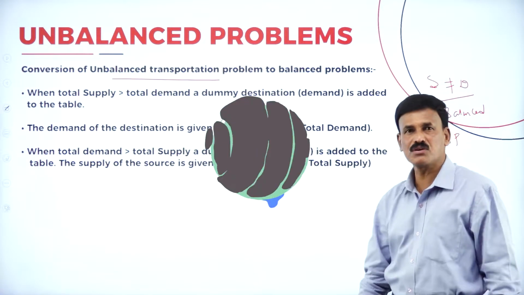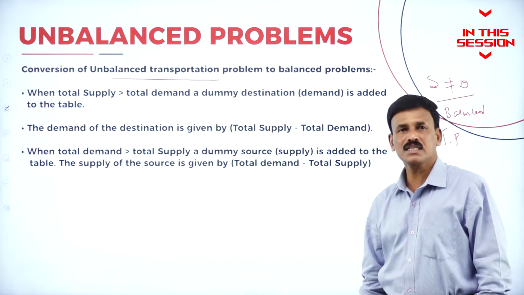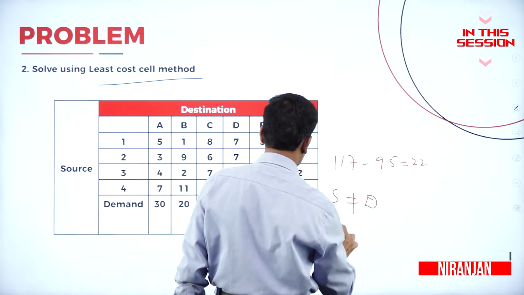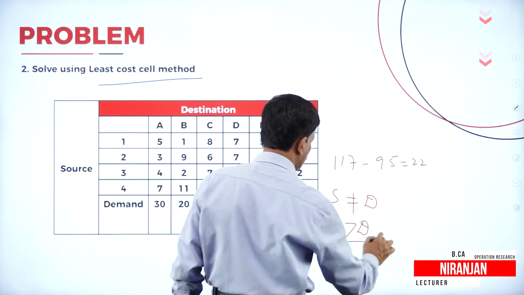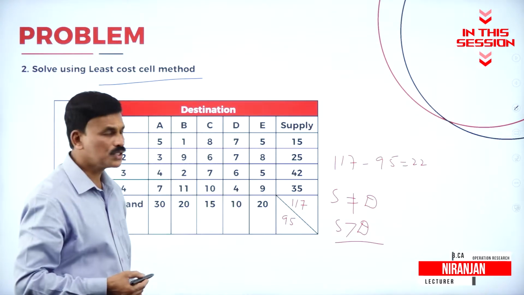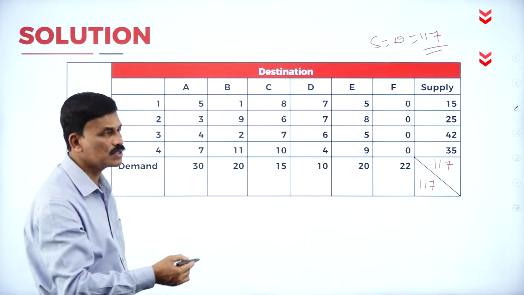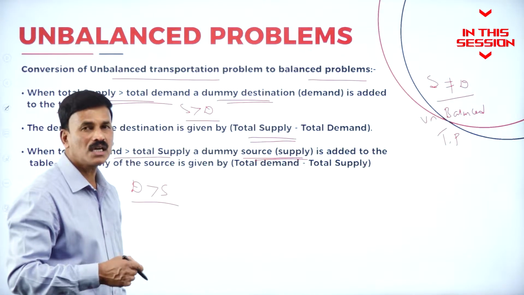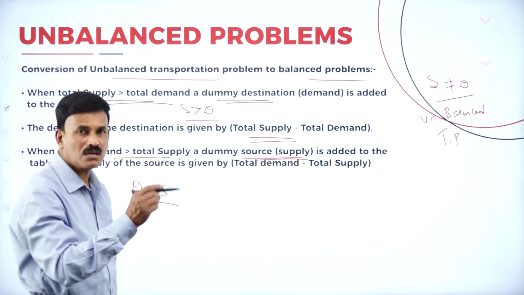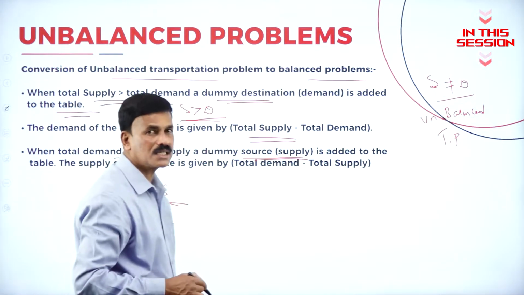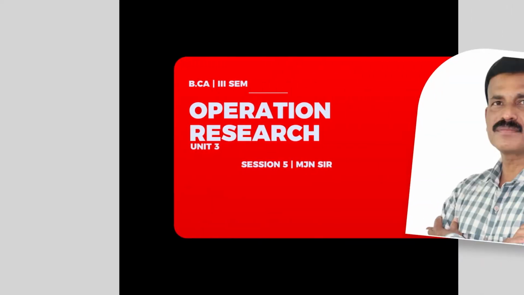If the supply is not equal to demand, then it is called an unbalanced transportation problem. Supply is not equal to demand and the supply is greater than demand. We are going to add a dummy column with the total 22 and all elements are 0, 0, 0. So the difference between the supply and the demand is to be added either in the row or in the column, depending upon whether the supply is greater than the demand or the demand is greater than the supply.